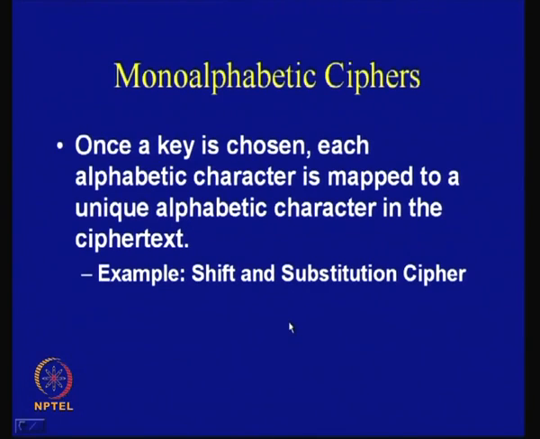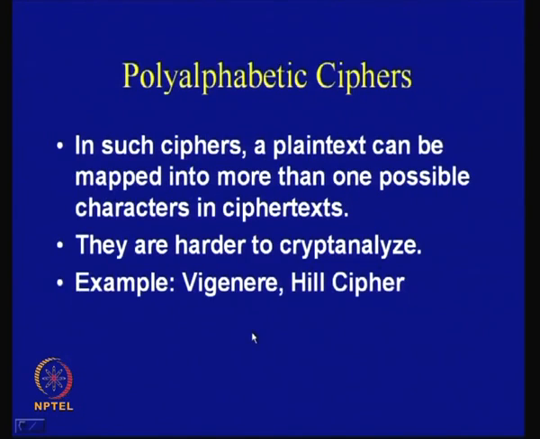So we have actually talked about something which is called a monoalphabetic cipher. That is, once a key is chosen, each alphabetic character is mapped into a unique alphabetic character in the cipher text. Examples of them are shift cipher and substitution ciphers. Now we will discuss something which is called a polyalphabetic cipher. In this cipher, a plain text character can be mapped into more than one possible character in cipher text. So they are harder to cryptanalyze. Examples of them are the Vigenere cipher and the Hill cipher.